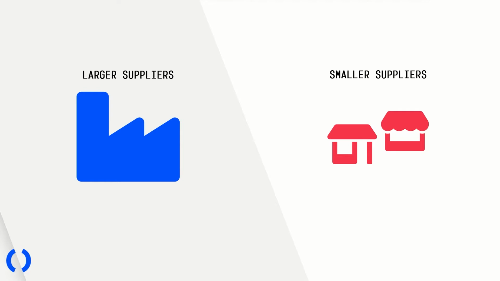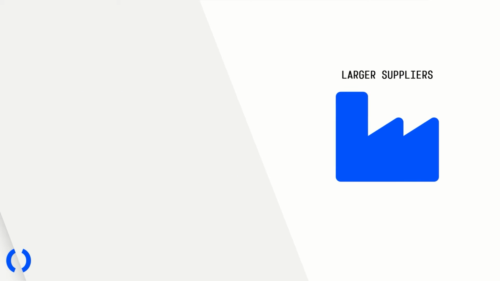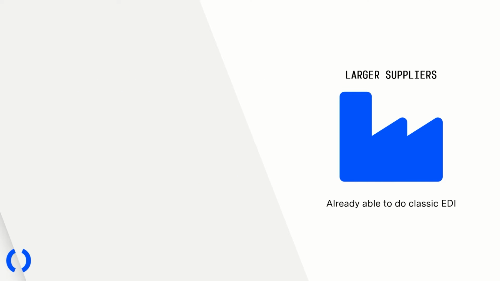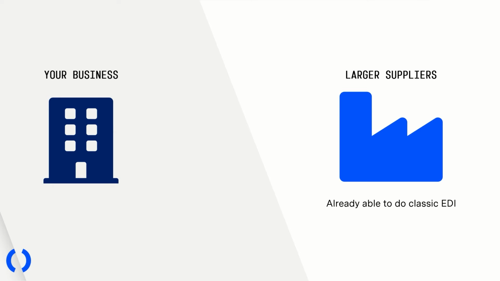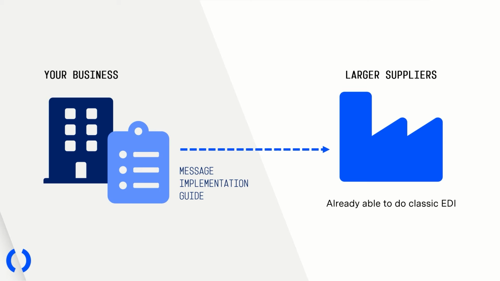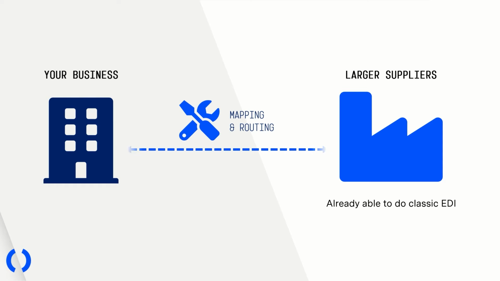Generally speaking, a supply chain business's suppliers can be divided into two distinct groups: larger suppliers and smaller suppliers. Larger suppliers are typically already able to do classic EDI. All that's required to start exchanging EDI messages with them is for a message implementation guide to be exchanged and mapping and routing to be completed.